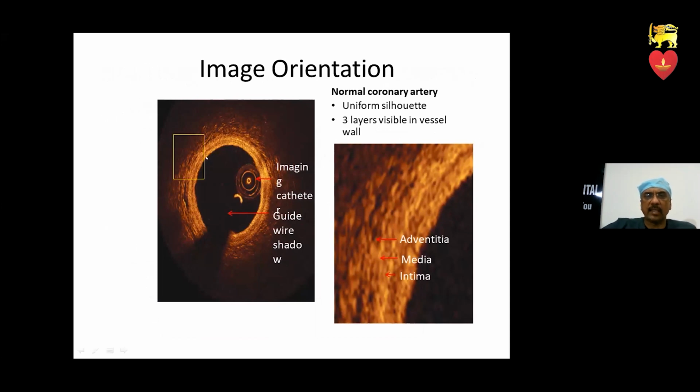Now, this is an OCT image of a normal vessel. This is the imaging catheter, and since it's a monorail segment, this refers to the guide wire, and this is the guide wire shadow. Here we see up to here is the intima on the right of your screen. This is the media, and what we are just able to see is the adventitia.